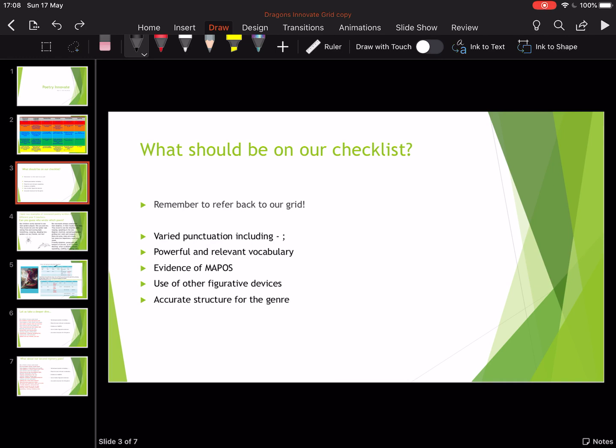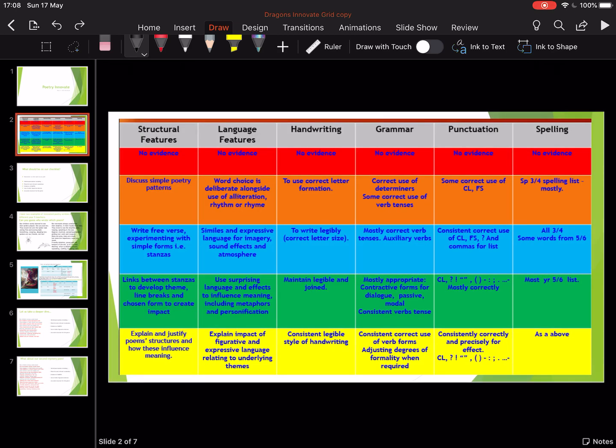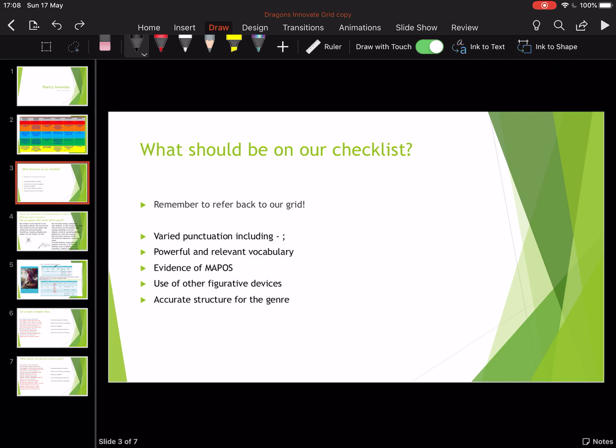So we need to create a checklist for our poem, don't we? To make sure that we include everything we need to. As always, you can see at the top, I have said here, remember to refer back to our grid. Da-da! I'm going to have to put up a document with this in, I think, so you can refer back to it whenever you want. So, remember to refer back.